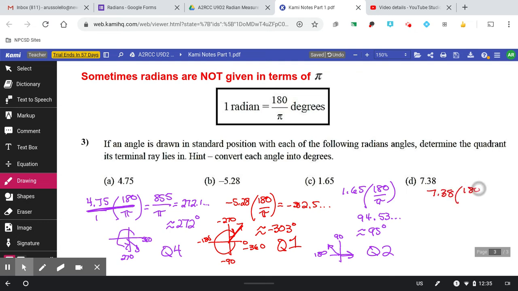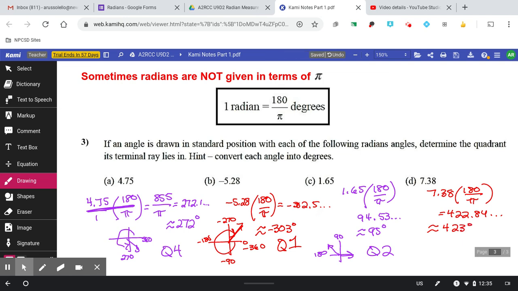Okay, so now we have 7.38 times 180 over pi. So when I go ahead and multiply that out, I get that is equal to 422.84 dot dot dot. Okay, and that is approximately 423 degrees.